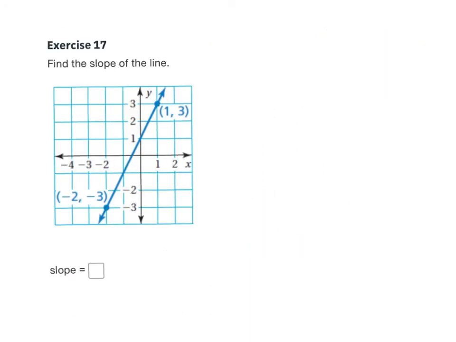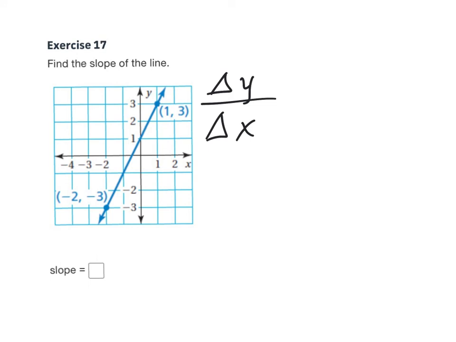All right, last question, 17. Find the slope of the line. Again, we're looking at the change in y over the change in x. I'm going to just draw this one out a little bit different instead of doing the calculation. So my change in y is the vertical change, the up and down change. And so I'm just going to count out my units.